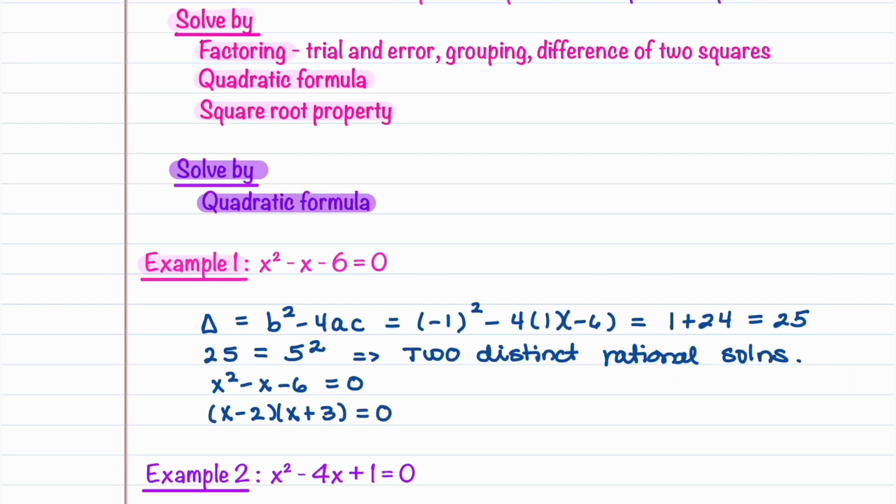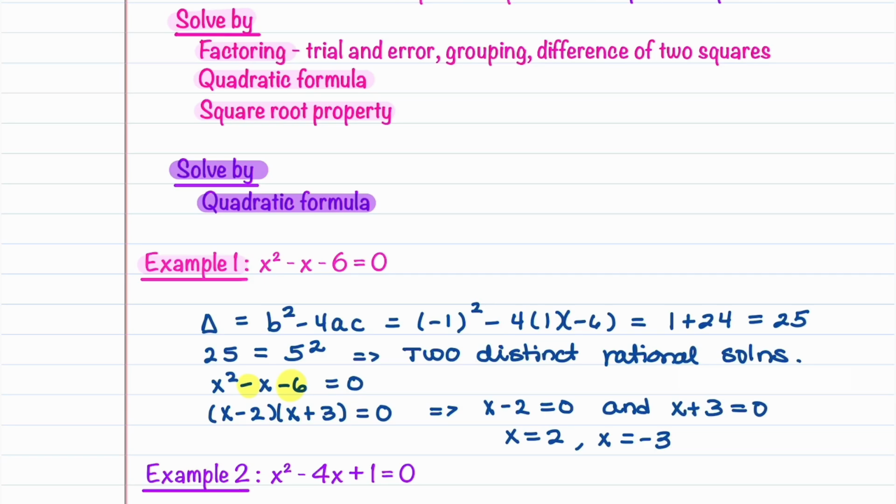And remember, what you're trying to do when you factor by trial and error is find two numbers that multiply to get -6, and those two numbers have to add up to be -1. And in our case, it's equal to -2 and 3. We can then set each of these terms equal to 0. So we have x minus 2 equal to 0, and we have x plus 3 equal to 0. So our solutions are x is equal to 2 and x is equal to -3.